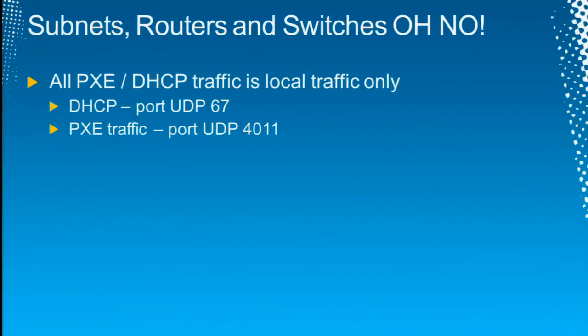Problems you can run into. All of this traffic is local. So UDP port 67 and UDP port 4011, that's your TFTP PXE traffic port. So you can tell from the error messages that you get if you didn't get an IP address from DHCP, or if during the PXE process you get an error message that states it can't access port 4011 or didn't receive any data from port 4011. That's going to tell you it's your TFTP issue for the PXE boot.